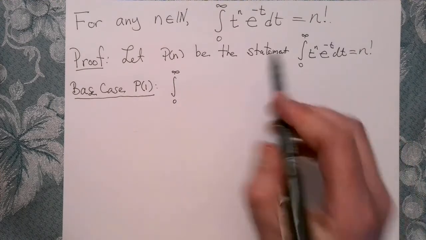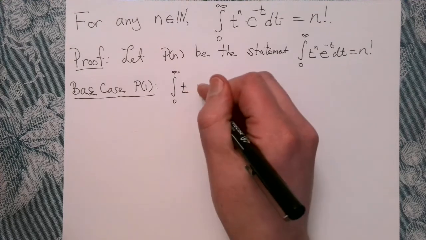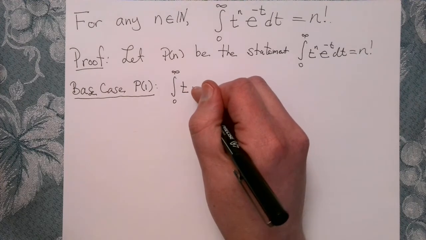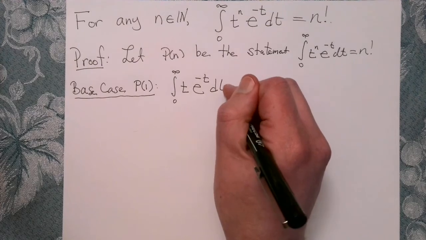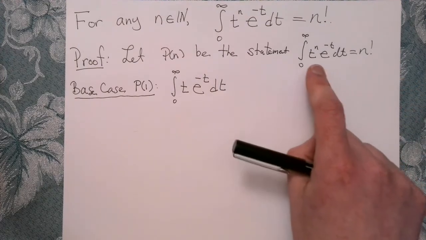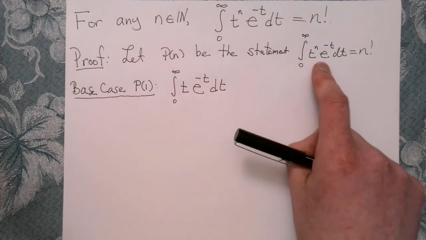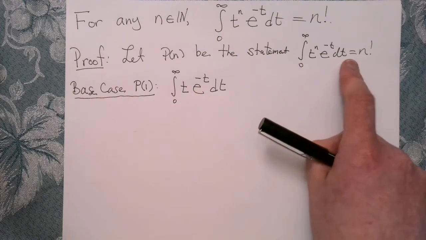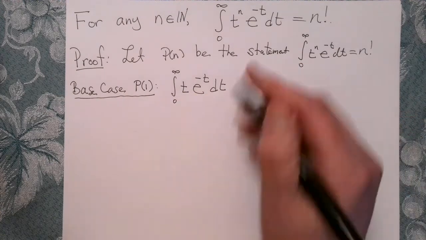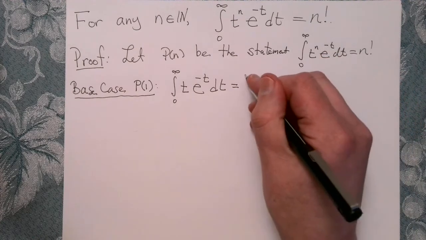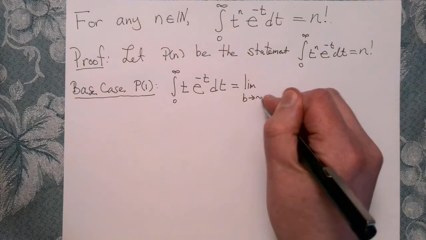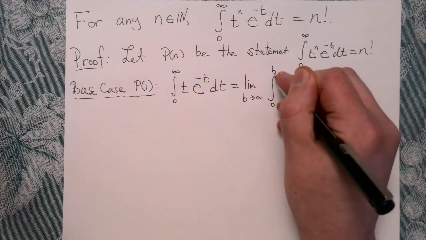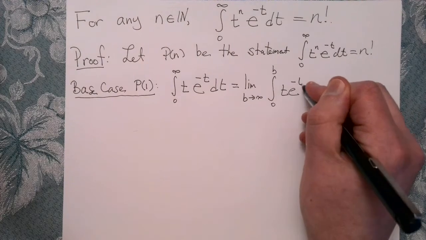And so if I plug 1 in for n, I want to compute this, and we're hoping this equals 1 factorial. So again, we're trying to establish the statement where n equals 1, so that this integral is equal to 1 factorial. The first thing I want to do is realize that this is an improper integral, so I want to think about it as a limit. So this is the limit as b goes to infinity of the integral from 0 to b of t times e to the minus t dt.